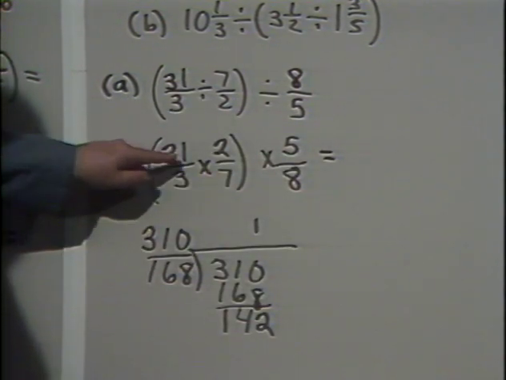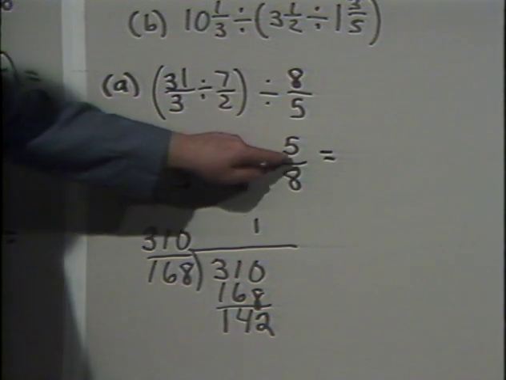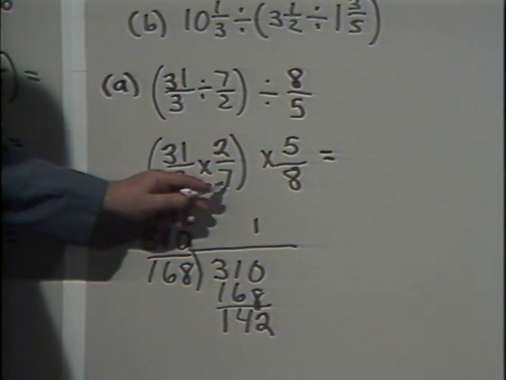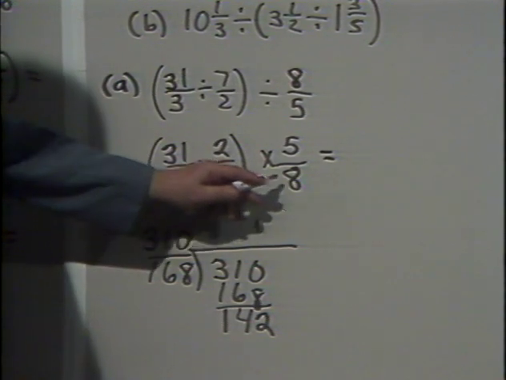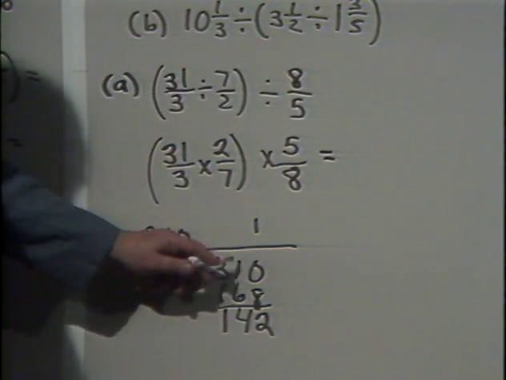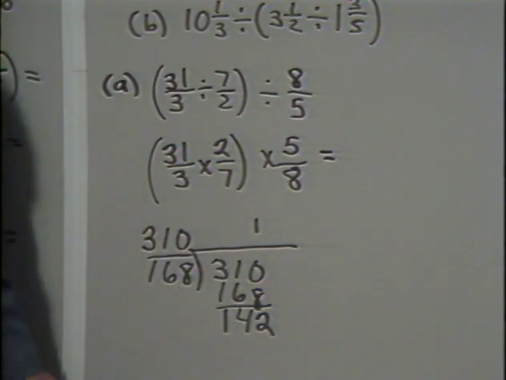Now basically all we do is what? Multiply the numerators. 31, 2 times 5 is 10. 31 times 10 is 310. The denominators of 3 times 7 is 21. 21 times 8 is 168. So we divide 168 into 310. We get 1 with a remainder of 142.